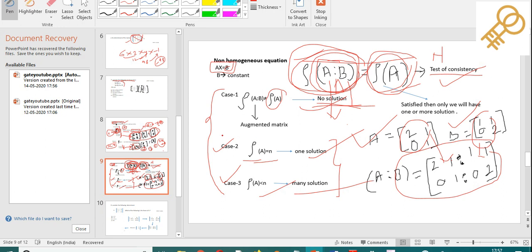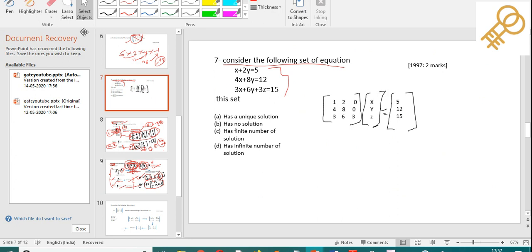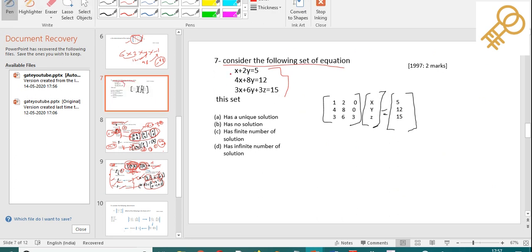So this was all about the non-homogeneous equations. Now let us move towards the questions. The question is asking whether the system will give one solution, many solutions, inconsistent, consistent, or infinite solutions. So first of all, we have to augment the matrix B with the matrix A, and after the augmentation we have to find the rank of that augmented matrix.